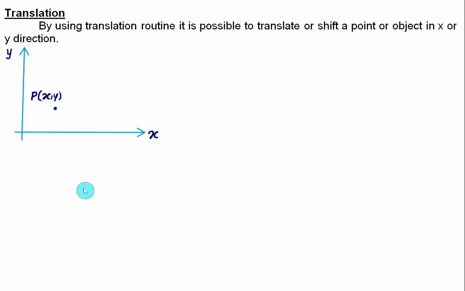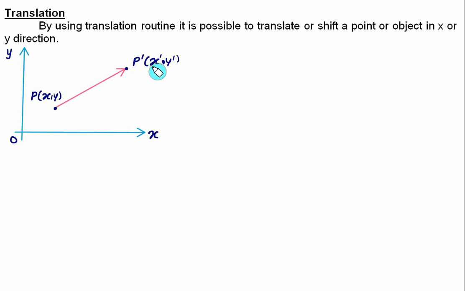The third transformation that we usually carry out is a translation. By using a translation routine, it is possible to translate or shift a point or an object in the x and y direction. So suppose we have a point P. From the origin it has coordinates x and y, and we want to shift this point to the new point P prime, whose new coordinates will be x prime and y prime. All the coordinates are measured with respect to point O.